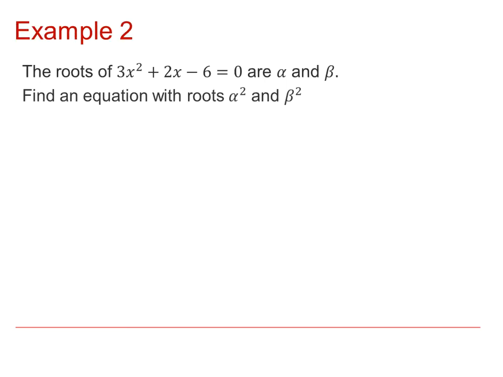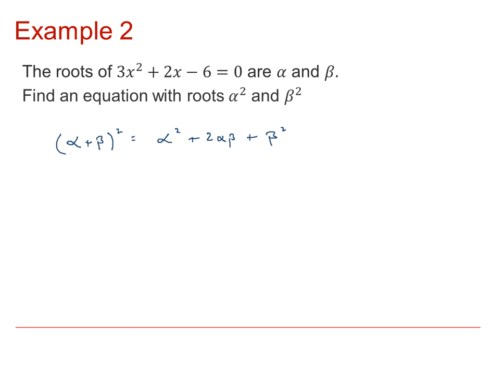Well, in the second example we've got the same starting equation, but this time we want to find an equation where the roots are alpha squared plus beta squared. Well, we haven't got an equation for alpha squared and beta squared directly. However, if we look at alpha plus beta all squared and multiply that out, you can see that we get alpha squared plus 2 alpha beta plus beta squared.